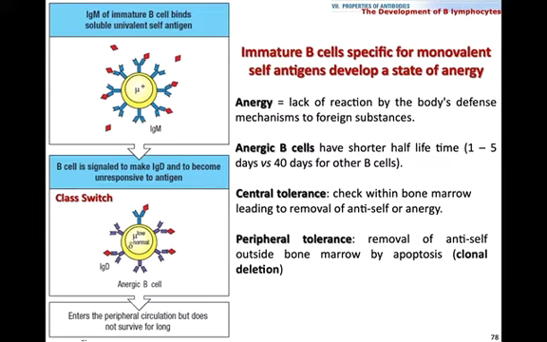It's basically the ability of the B cells, instead of synthesizing and secreting a specific type of antibody, to rearrange its gene segments to generate another type of antibody. In this case, it's IgD. So the generation of the IgD will help these B cells to be anergic B cells, and they either have a central tolerance or peripheral tolerance. So it will go into the peripheral circulation, but as we said, it will not survive for long.